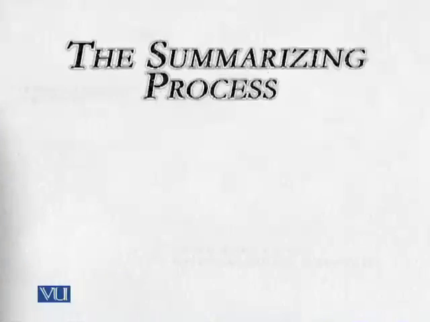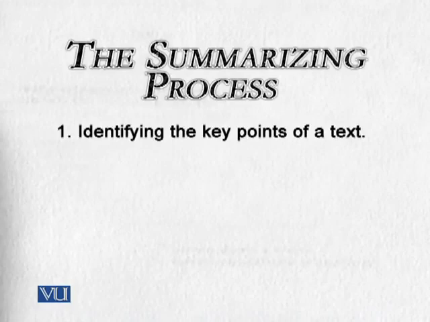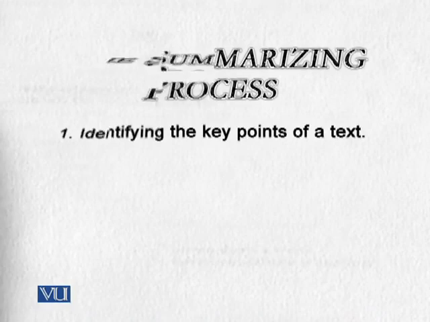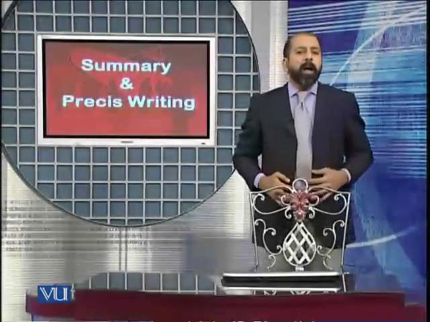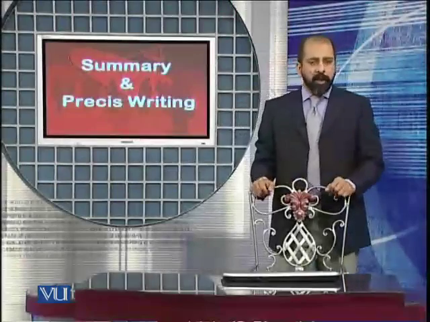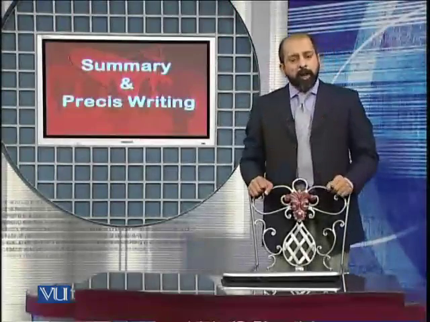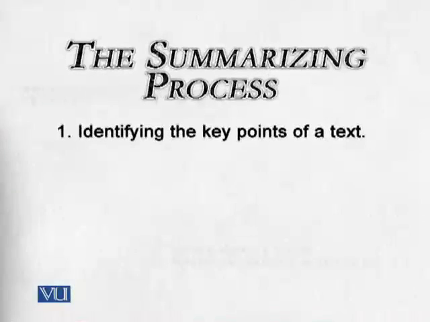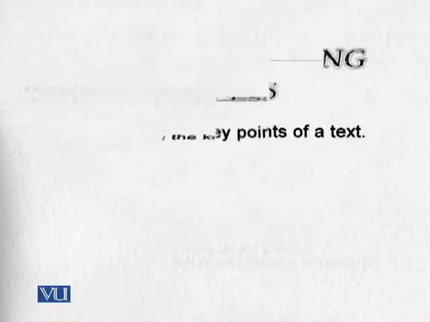Now, let me very quickly take you towards the process of summary writing. In this process, of course, there are 6 steps. Step number 1 is identifying the key points of a text. Let's say there is a piece in front of you and I ask you to summarize that piece. You will apply rule number 1 or step number 1. Step number 1 says identify the key points of a text. Hold a pencil in your hand and go through it.